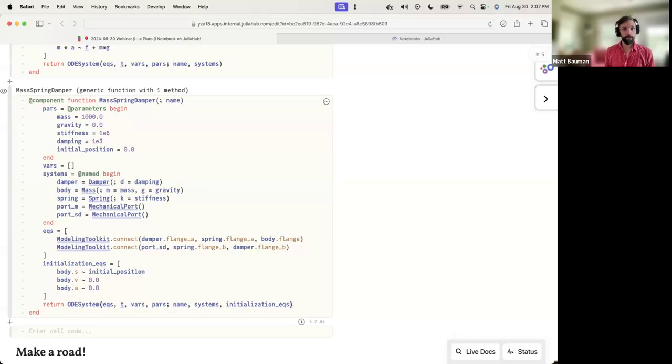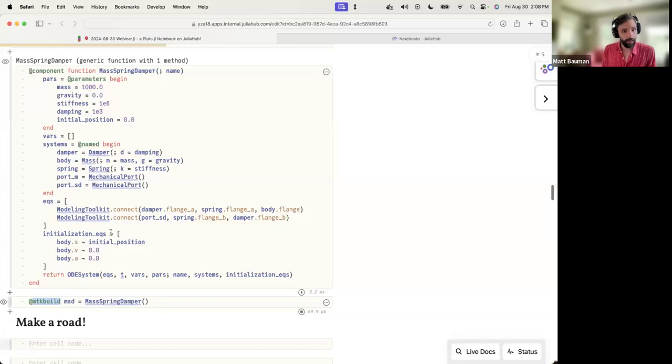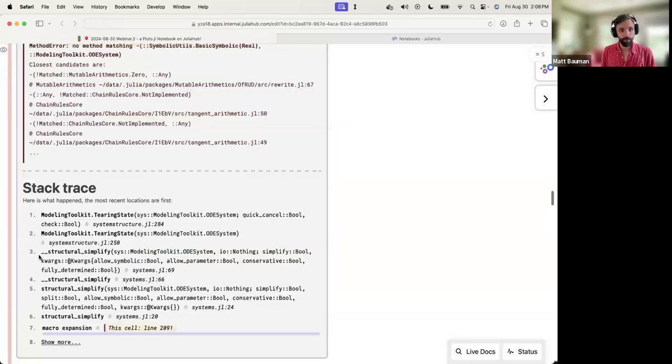Okay, so let's model this mass spring damper, right? We can build it as a model. And again, we'll use that special MTK build to say our mass spring damper is mass spring damper, like that. What this MTK build does is it goes through, defines all of the equations, figures out what's happening. It simplifies them, does some structural simplifications, tries to make it as sensible of a system to solve.